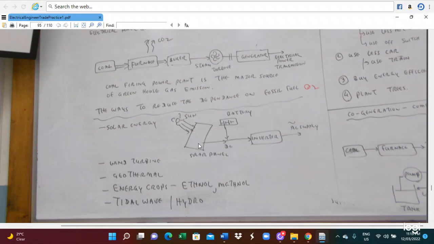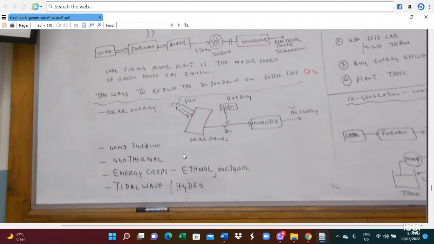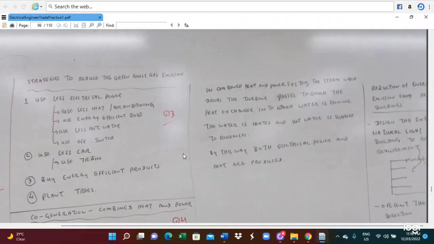We supply that electricity to the inverter and the AC grid, and in this case the electricity is also supplied to the battery. This is for the renewable energy system. So we use a wind turbine, geothermal energy, and also energy from tidal wave systems. By this way, we can reduce the pollution caused by the co-firing power plant.